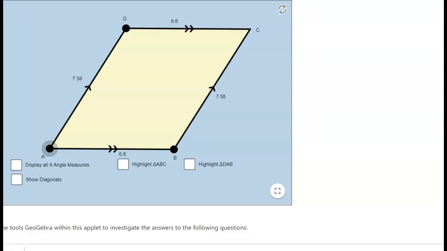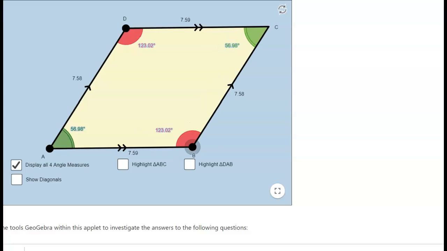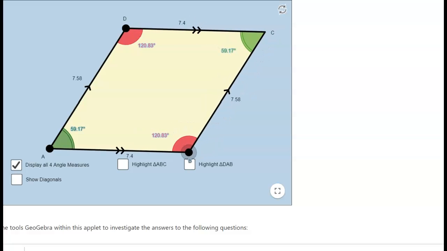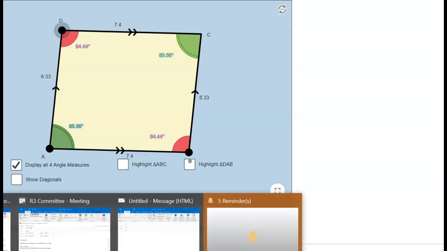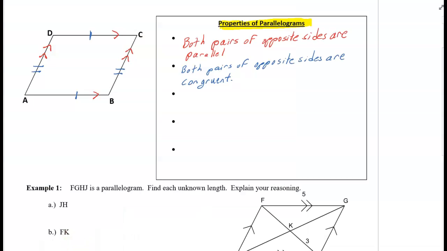If I look at this again, notice the red angles are identical, D and B, and the green angles are identical, A and C. If I were to drag and move the parallelogram around, notice the angles are still the same. We call A and C opposite angles. We call D and B opposite angles. So the third property is opposite angles are congruent.